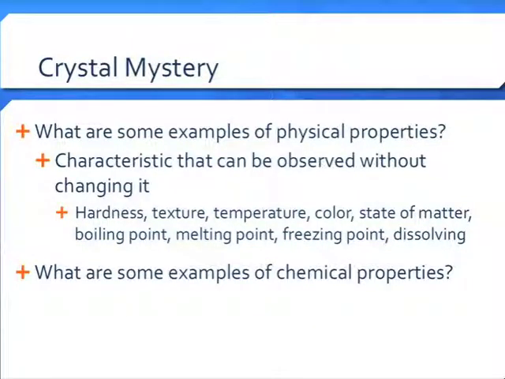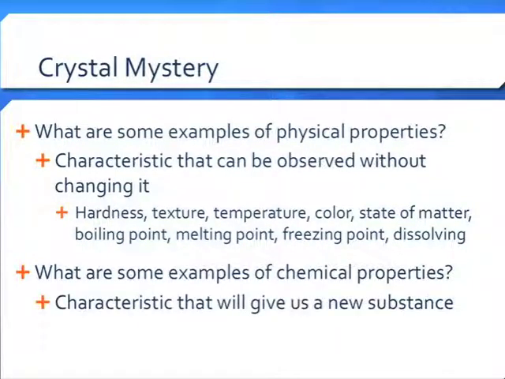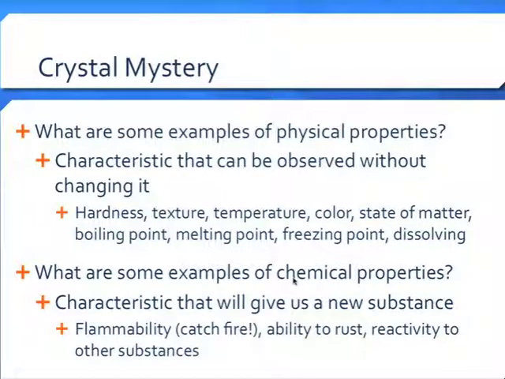What are some examples of chemical properties? Again, let's define. It's a characteristic that's going to give us a new substance. So in this case, we are going to have change. One way to remember chemical and change go together: you have the CH of chemical and CH of change. A couple examples: flammability, meaning it can catch fire, ability to rust, and reactivity to other substances.